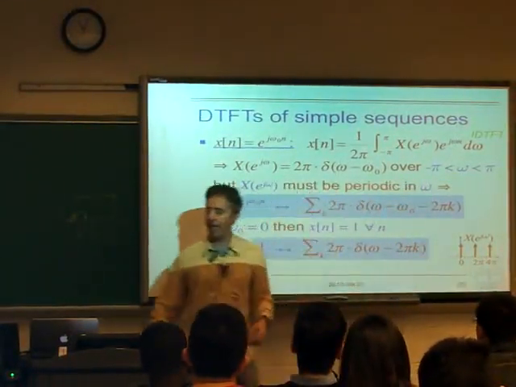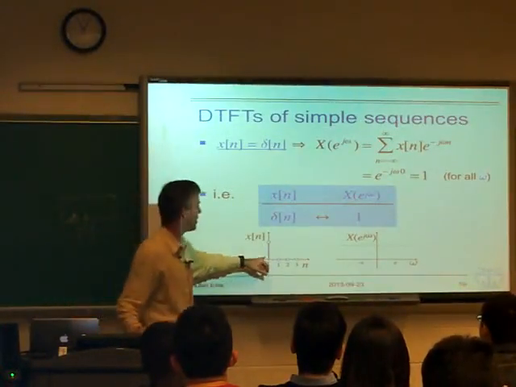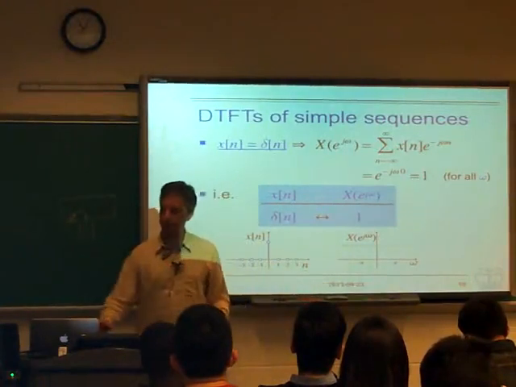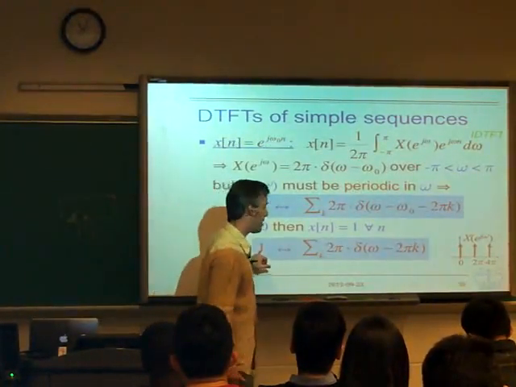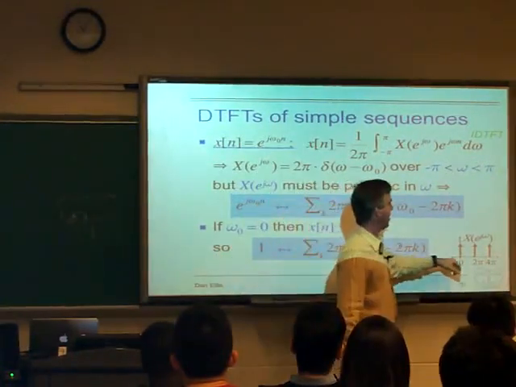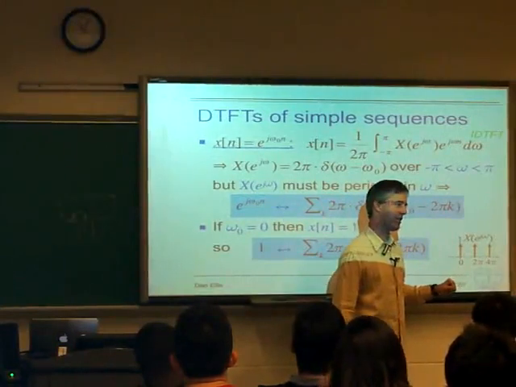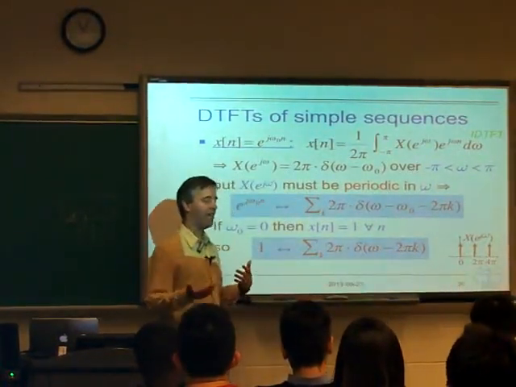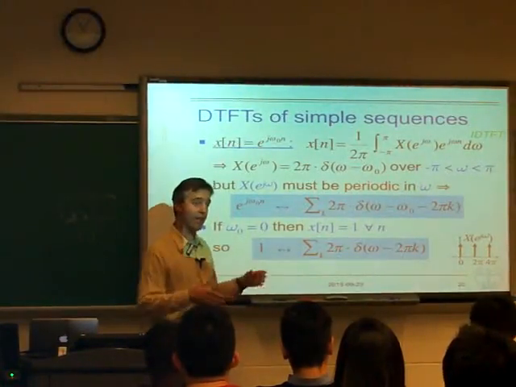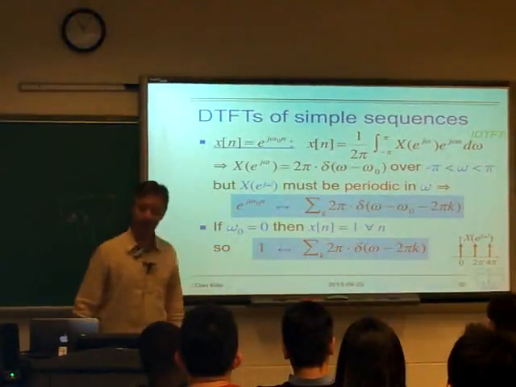So here we had that a delta in time gives us a constant value in frequency. Here we have a constant value in time gives us a delta in frequency, and then its obligatory 2 pi repetitions, which again is the essential duality of the Fourier domain, that what's very spread out in one domain becomes very compact in the transform domain.